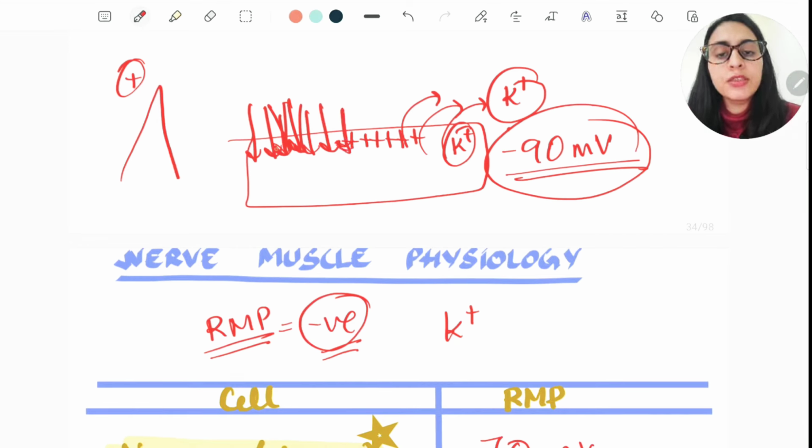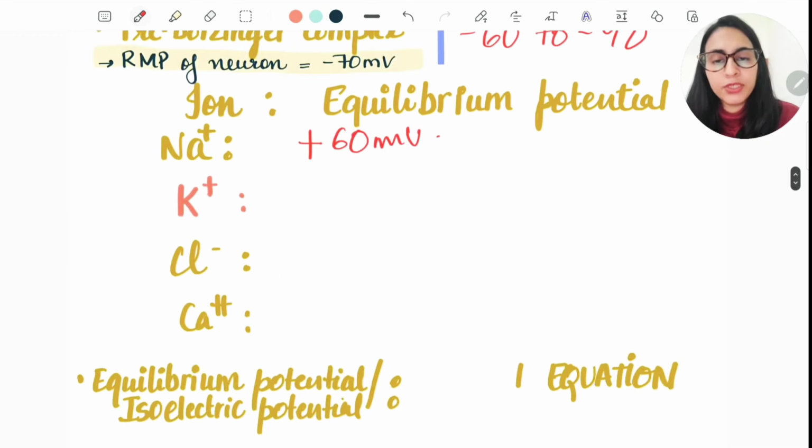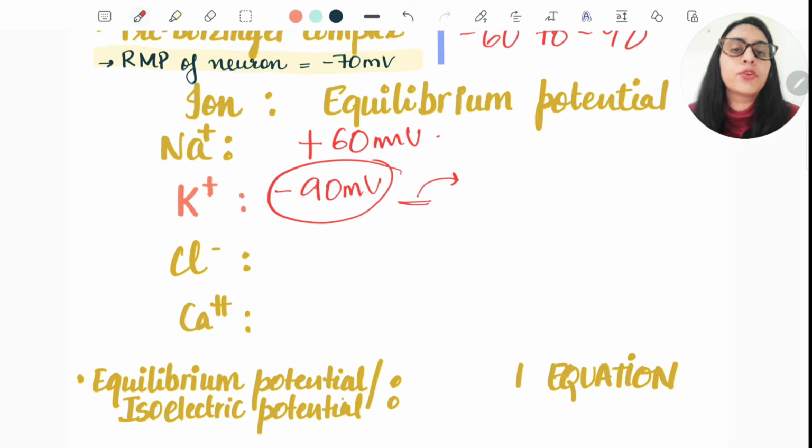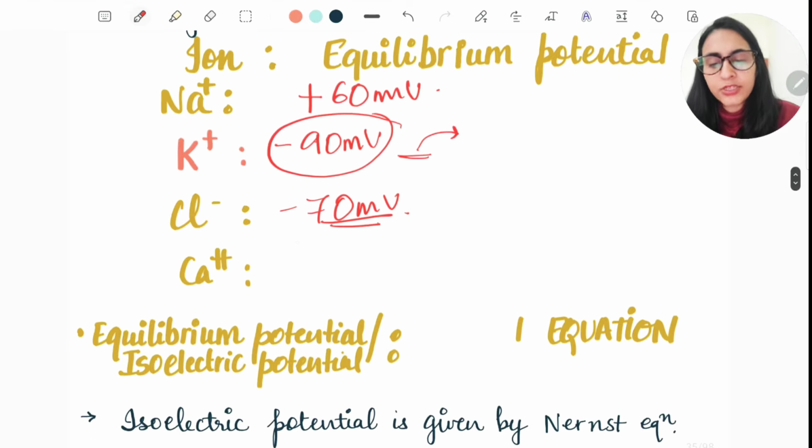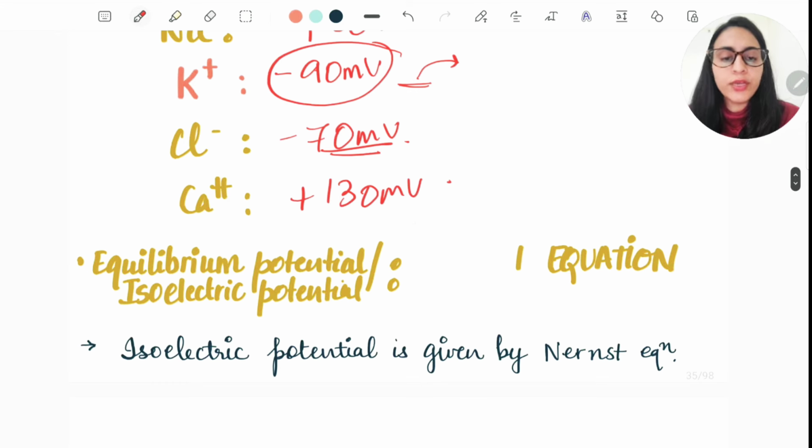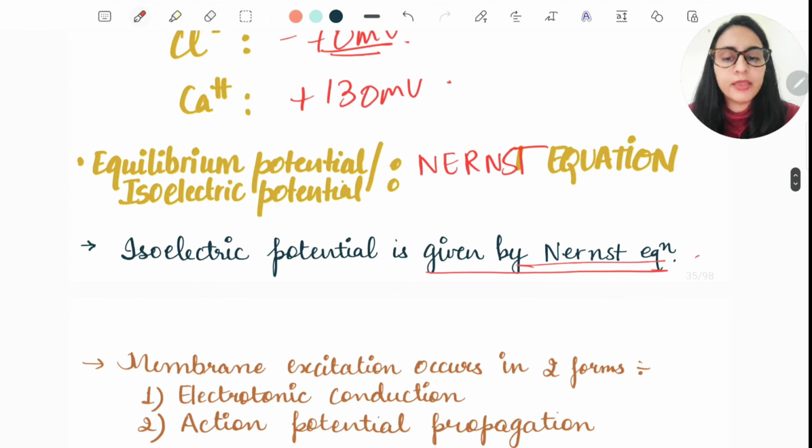So when the sodium comes in, the cell membrane is positively charged. Sodium has got an equilibrium potential of plus 60. Potassium is minus 90 millivolt. Because the potassium exits the cell, that is why the RMP of a cell is mostly negative. That is because of the exit of the potassium. Chloride is minus 70 millivolt, which is exactly the RMP of a neuron. Calcium plus 130 millivolt. Equilibrium potential or isoelectric potential, it is calculated by Nernst equation. So isoelectric potential is given by the Nernst equation.